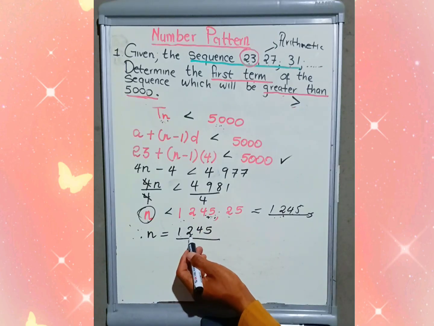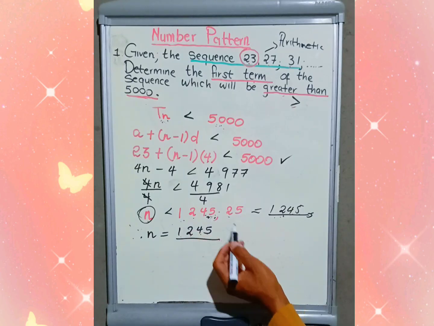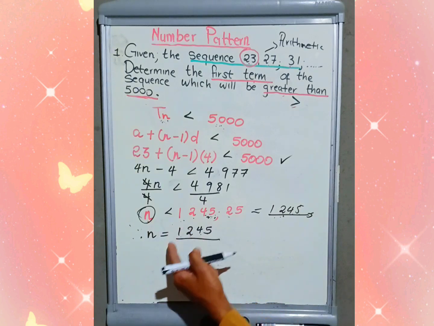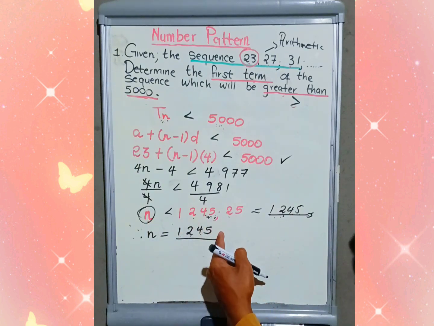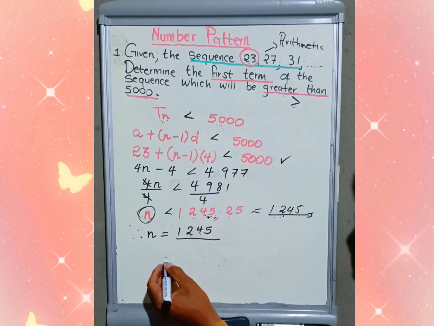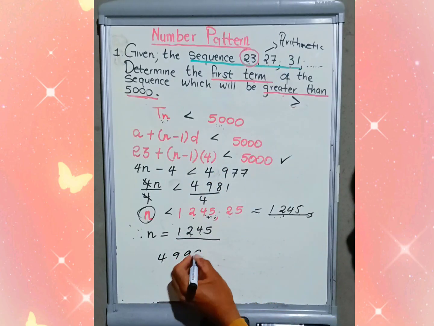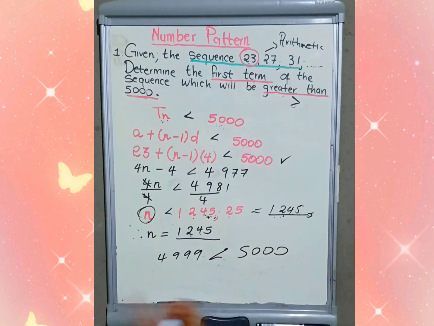Because 1,245 is less than 1,246. Do you see that? Therefore, n is supposed to be a number that is less than here. Then you take this n and substitute here. Then you're going to get 4,900. Do you see that 4,900 is less than 5,000 now? That is what I'm trying to explain to you. That is a level 1 question that needs more attention.